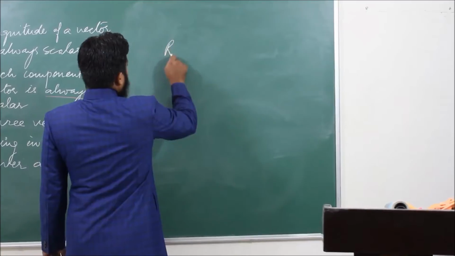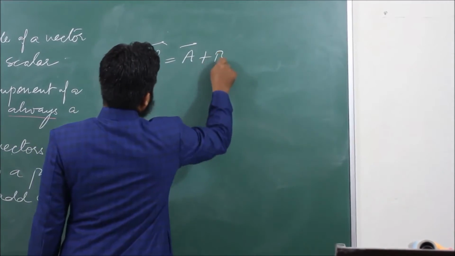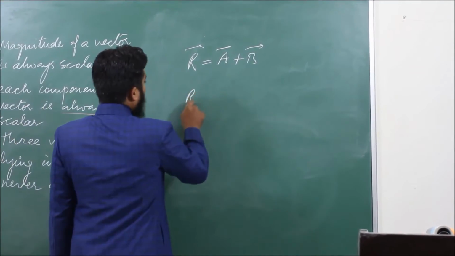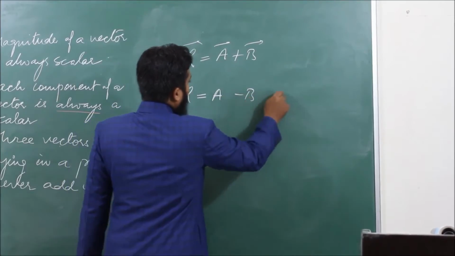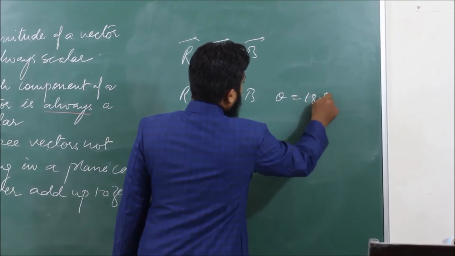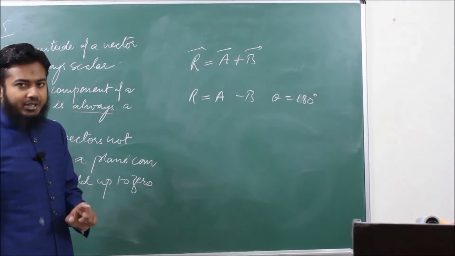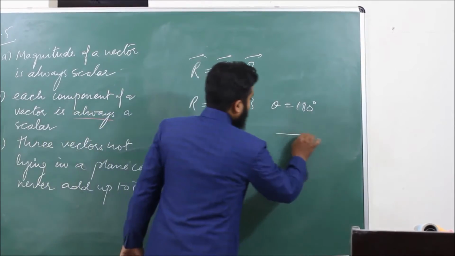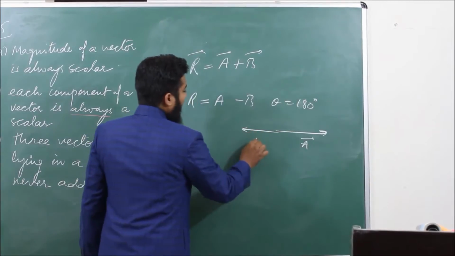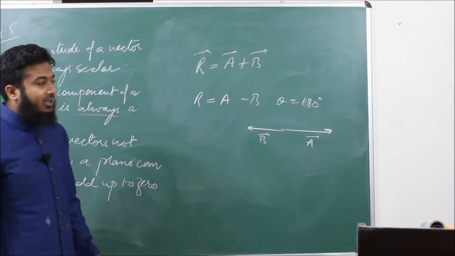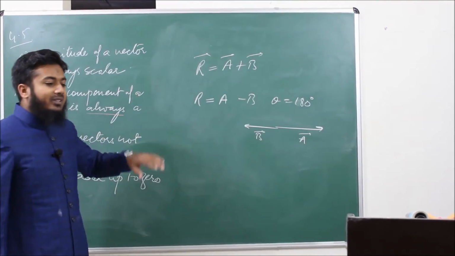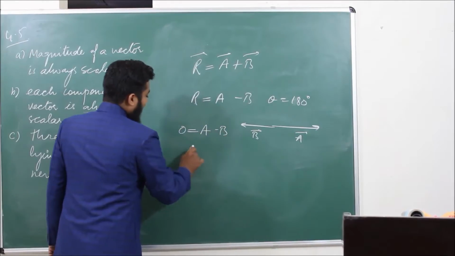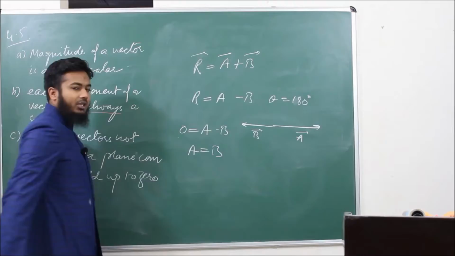We have seen that the resultant of two vectors A and B, A plus B, will be A minus B if the angle between the two vectors is 180 degrees. If the angle between two vectors is 180 degrees, then their resultant is A minus B. And here 180 degrees means the vectors are anti-parallel, A and B. The vectors are anti-parallel. Then the resultant will be A minus B. Now this resultant will be 0 only when A is equal to B. If R is equal to 0, then you are getting A is equal to B.